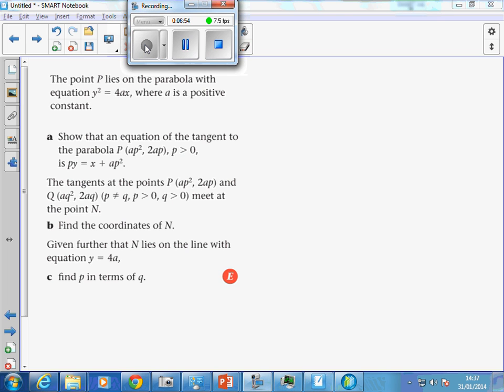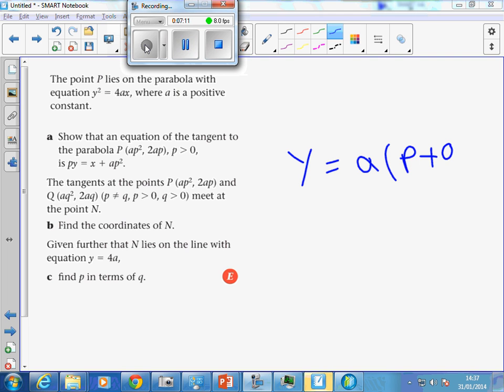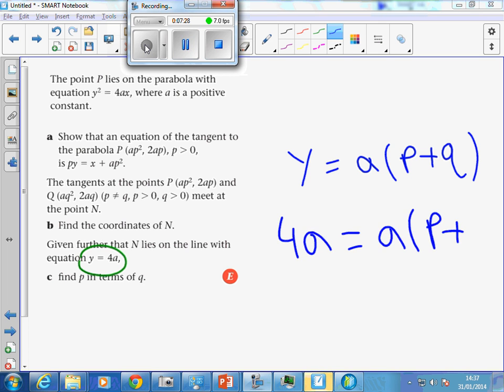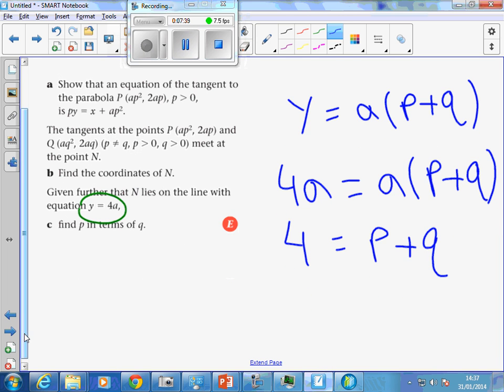So part C says that given further that N lies on the line with equation y equals 4a, find p in terms of q. Well, we know the y coordinate already. The y coordinate y is equal to a bracket p plus q. And we are given that it lies on the line y equals 4a. In other words, we can substitute y with 4a. So 4a is equal to a bracket p plus q. If I divide both sides by a, I get 4 is equal to p plus q. And I want to find p in terms of q, and therefore p in terms of q means p is equal to 4 minus q.